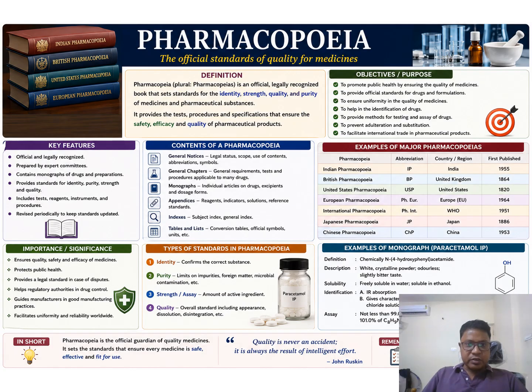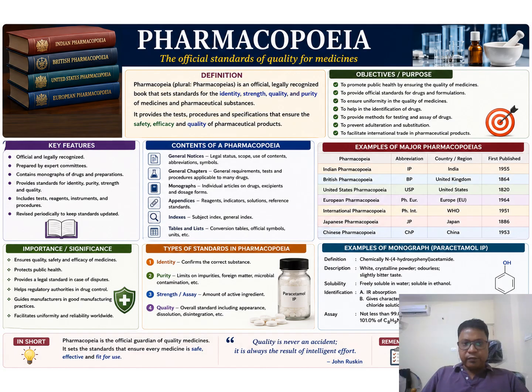So, what are the key features? It is official and legally recognized, prepared by expert committees, contains monographs of drugs and drug preparations, and provides standards for identity, purity, strength, and quality. It includes test reagents, instruments, and procedures, and is revised periodically to keep standards updated.